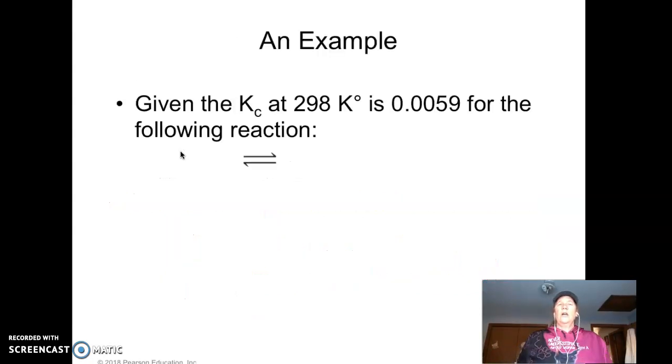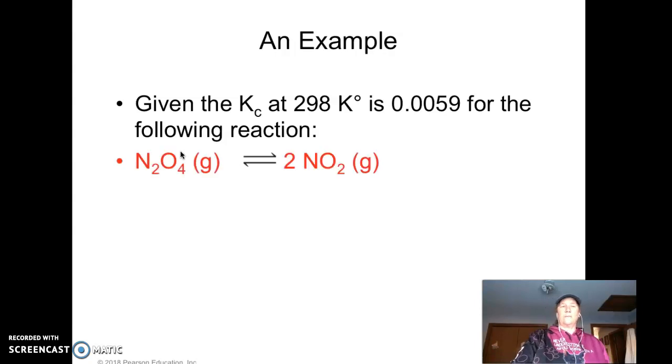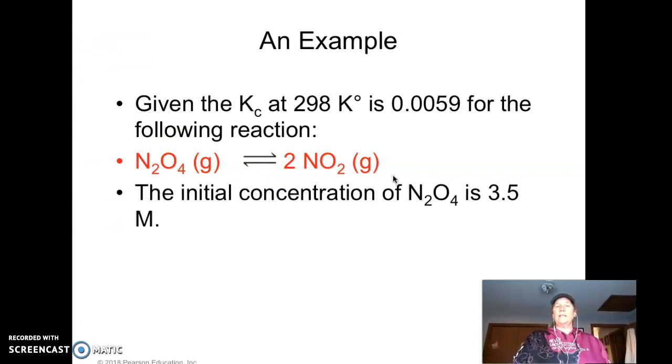So if you look, we have the K sub C. We know what the equilibrium constant is at 298 Kelvin, which is 25 Celsius. Anyway, it's 0.059 for the following reaction. Here we've got our N2O4 and NO2. So we know what the equilibrium constant is. We've got the initial concentration of our reactant, and we don't know what our product is. We can use this information to fill in our chart.